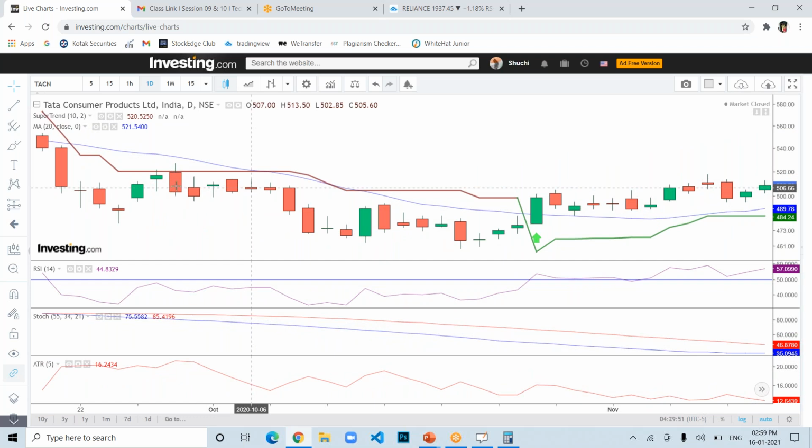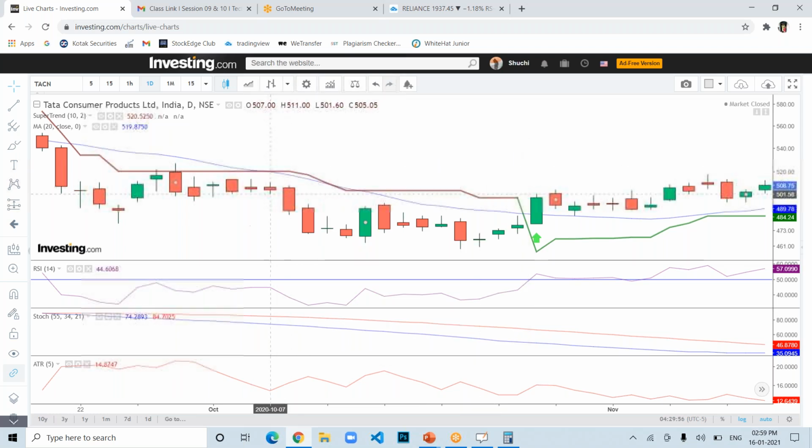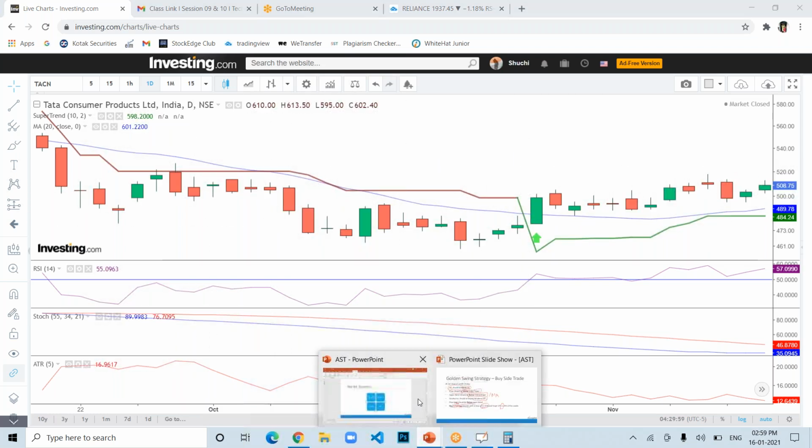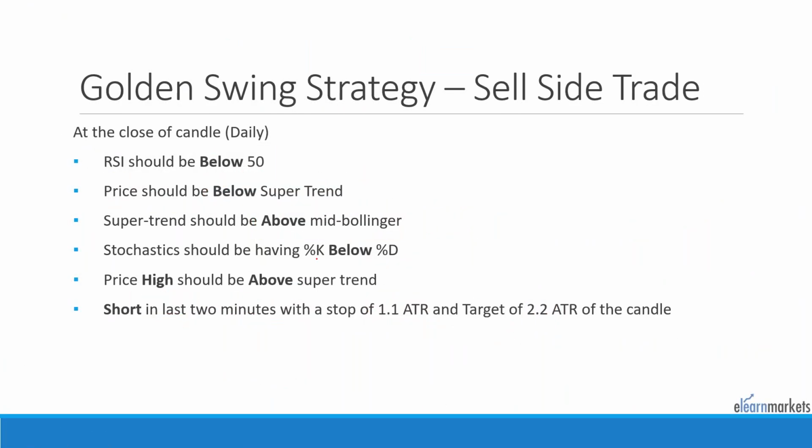Sell strategy. ठीक है. Now going to the ulta side of this, the opposite side, which is the golden swing sell side trade. Everything remains the same. The indicators remain the same. The parameters remain the same. We just do the opposite. RSI should be below 50. हम लोग क्या किए थे पहले केस में, RSI should be above 50. इस केस में RSI should be below 50.